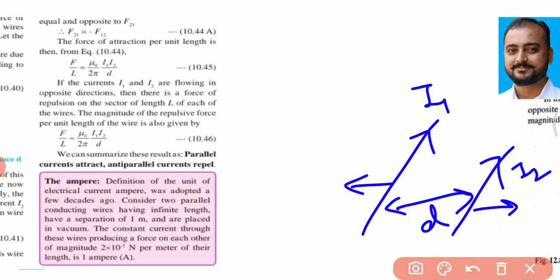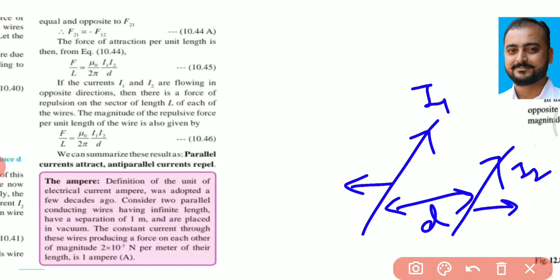In your book only the word force of attraction is used here. But actually, there is a possibility of force of attraction or force of repulsion, depending upon the direction of flow of current.